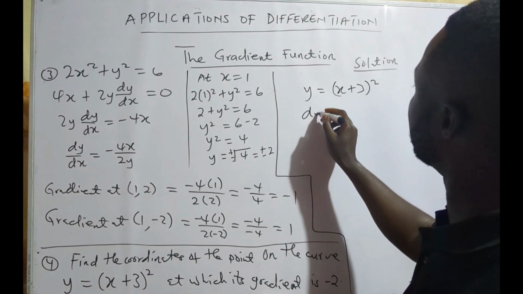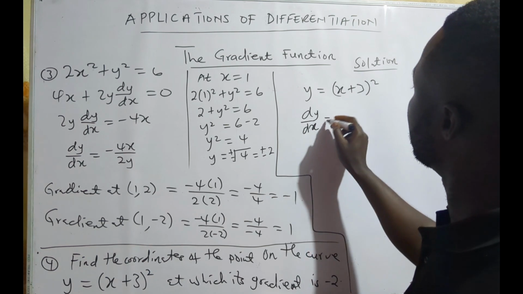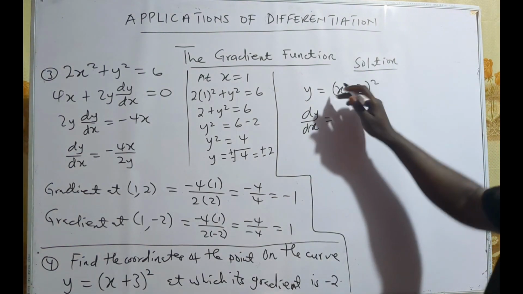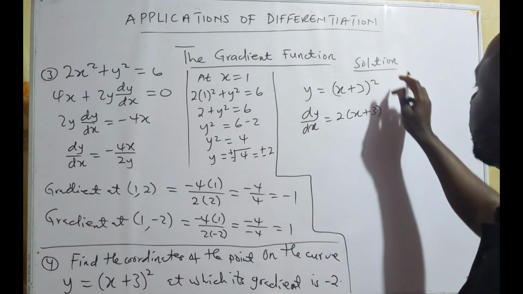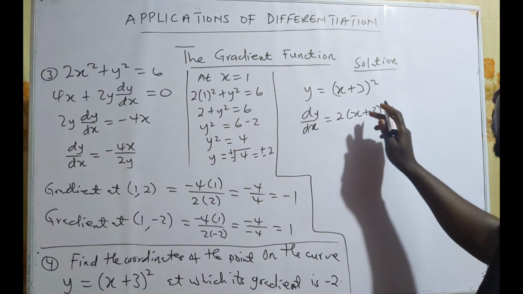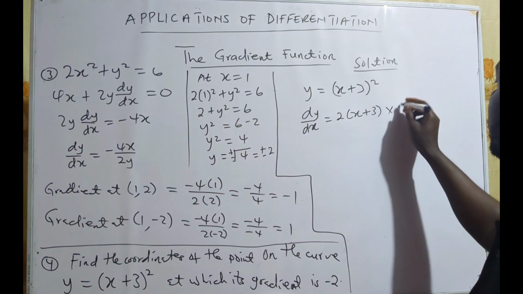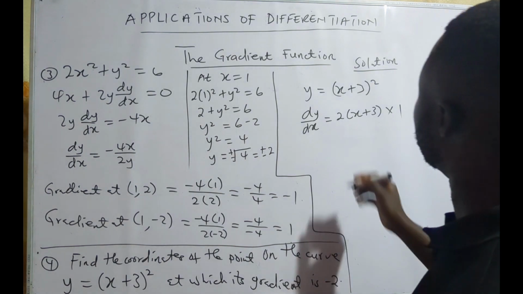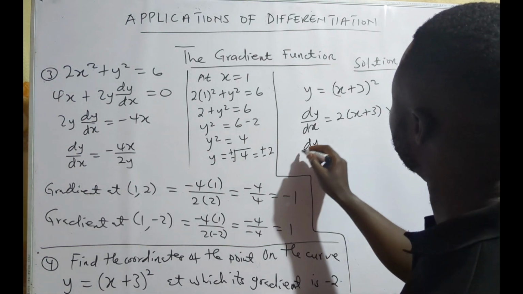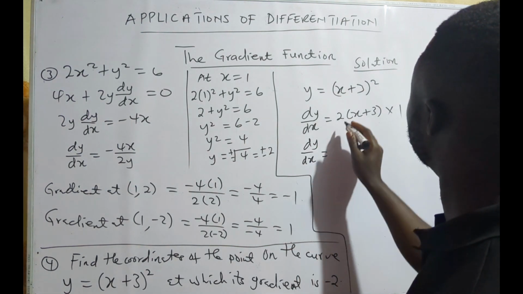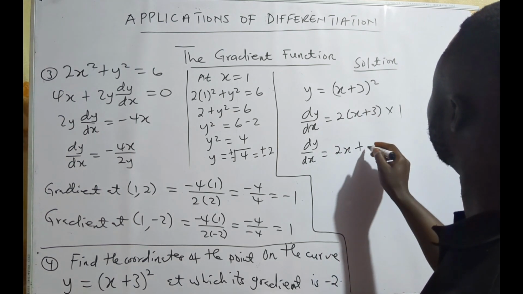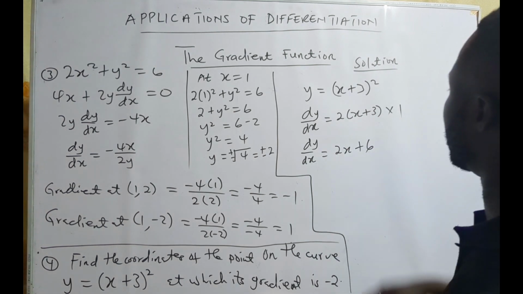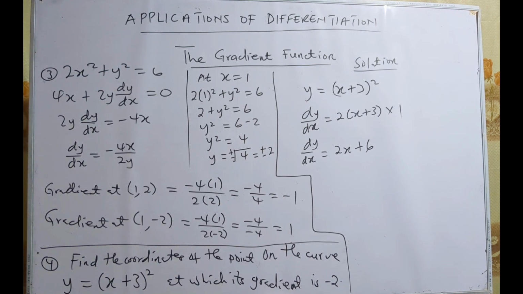So let's differentiate dy/dx. If you like, I use the chain rule. 2 will come here, then x plus 3, then you subtract 1 from the power, then you multiply by the differentiation of the bracket, which is 1. So we have dy/dx to be 2 times x, 2x, 2 times 3, that is 6, times 1. That will be 2x plus 6.